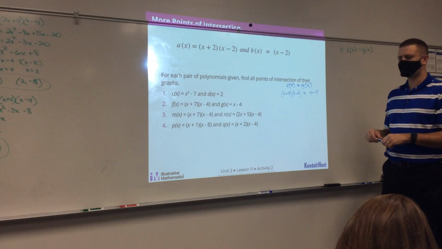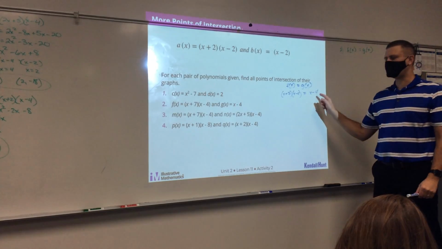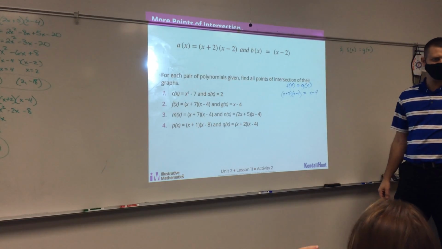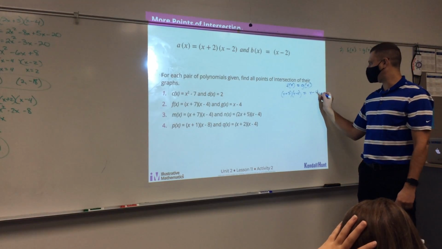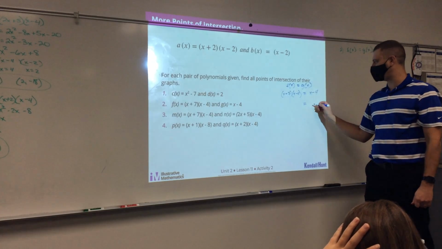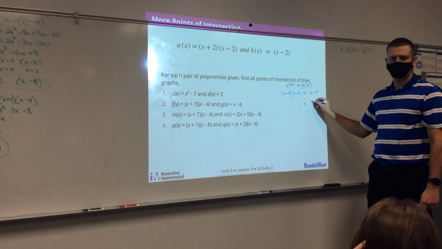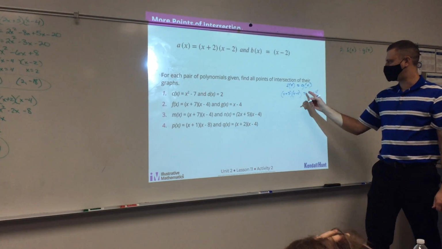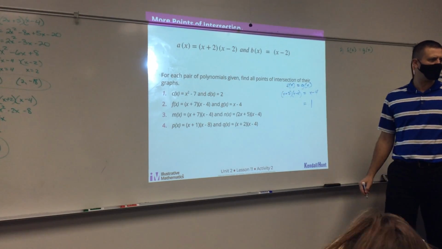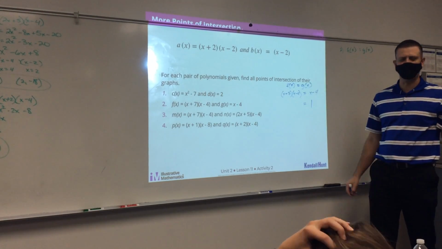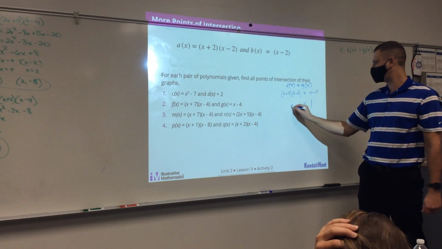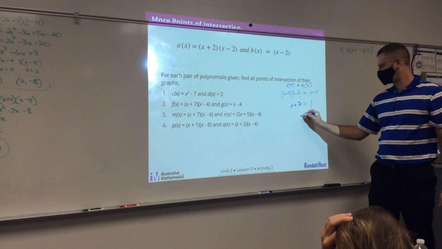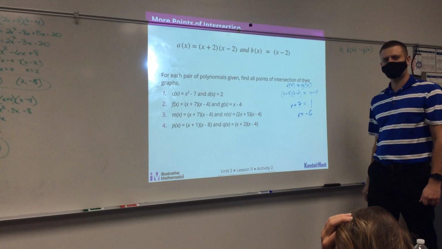In this instance, I could divide both sides by the common factor. If I divide this side by x minus 4, what do you get? What's anything divided by itself? 1. If I divide this side by x minus 4, the x minus 4's cancel, and all that's left is x plus 7. So then you subtract 7, and you get x equals negative 6.